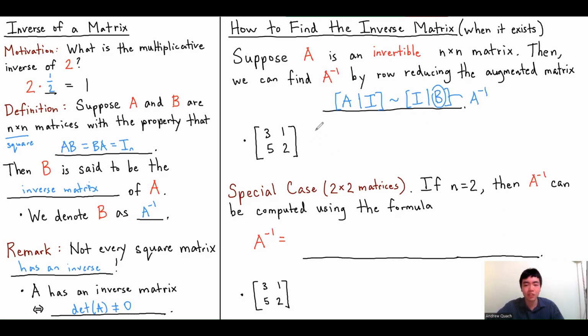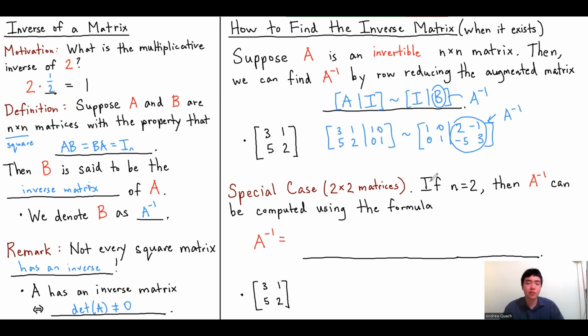In this example, let's try it out. We have 3, 1, 5, 2, and then you put the 1, 0, 0, 1 here. If you reduce this to reduced row echelon form, you will get first the identity over here, but then you'll get 2, -1, -5, and 3. So this will be our A inverse.